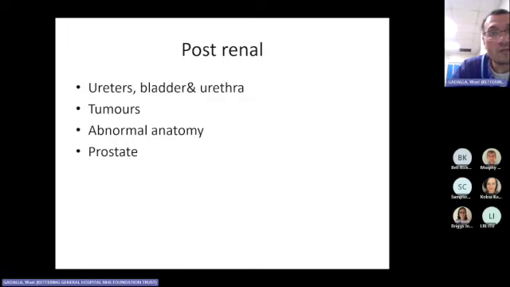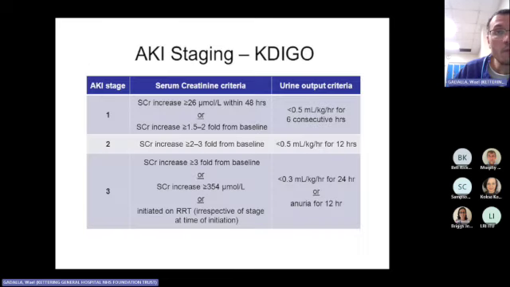Post-renal causes include compression on the ureter or the kidney pelvis for any reason, and also abnormal anatomy, especially in a post-transplant kidney, enlarged prostate, tumors, or enlarged ureters, bladder, or urethra.